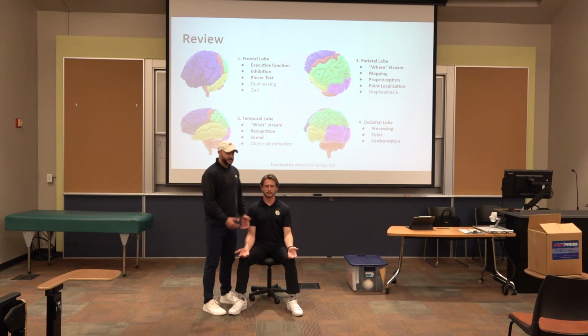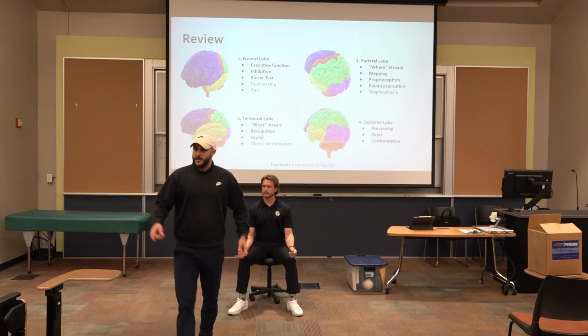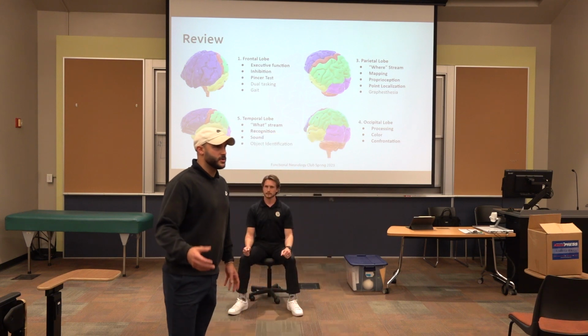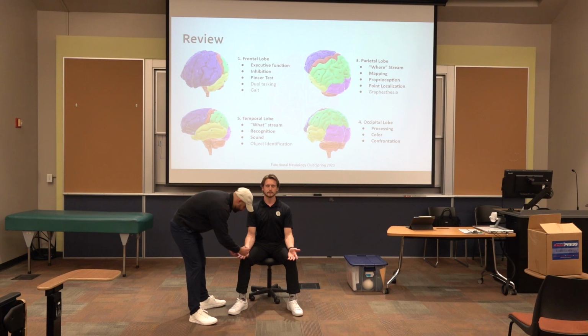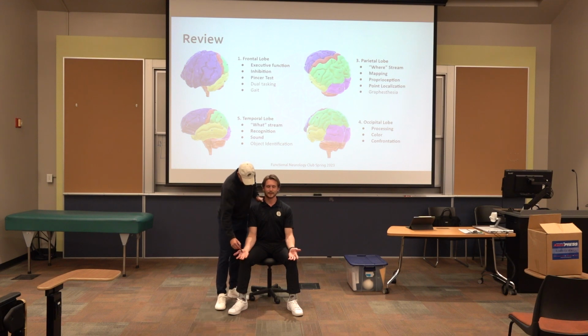Then we can do graphesthesia, which is drawing a number or a letter or something on your hand. So I'm going to close the eyes, I'm going to draw this letter. Okay. It was upside down, so I'm going to draw it towards the patient so that they understand. Hey. There we go.